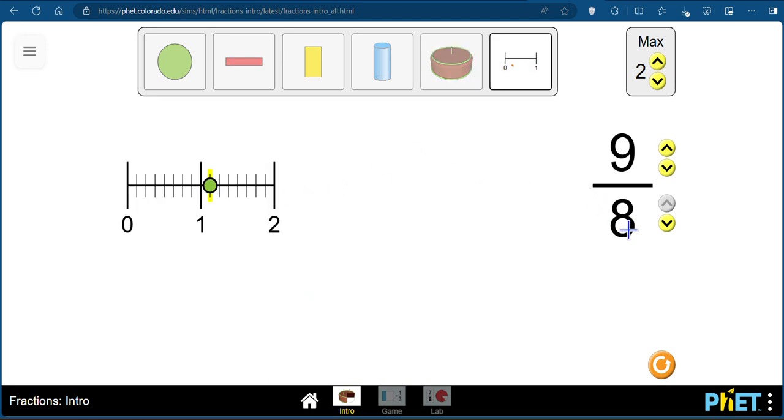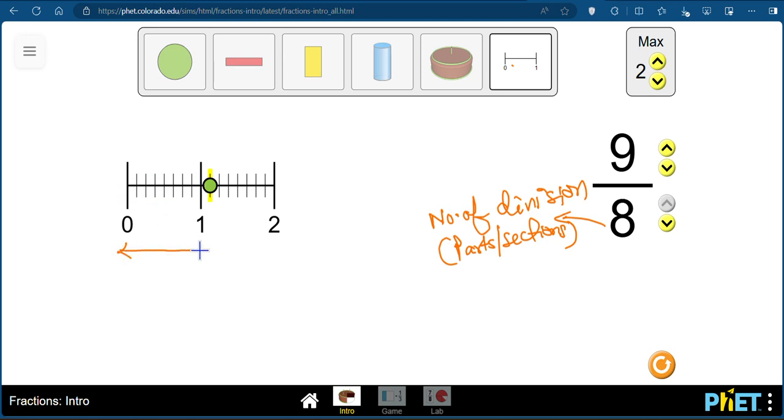As we know from the previous video, the first video on fractions, the denominator always tells me the number of divisions, or parts, or sections. Let's see. This part from 0 to 1 should have 8 divisions.